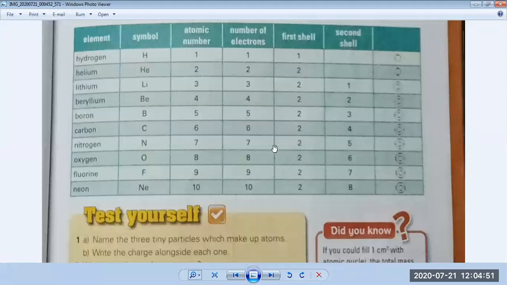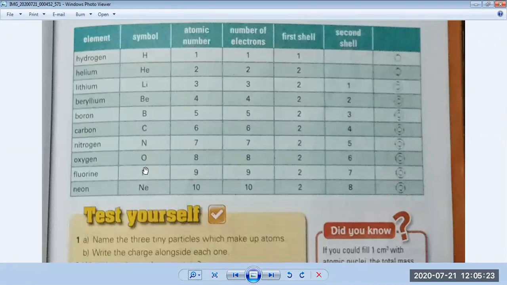Okay. So now we will see nitrogen. Nitrogen has another symbol, N. It is shown by 7, and the electron number is 7. In the first shell there should be 2, and in the second shell there should be 5. Then come to oxygen. The oxygen symbol is capital O. Its atomic number is 8, and its electron number is also 8. So in the first shell, 2 electrons will come, and in the second shell, 6 will come.